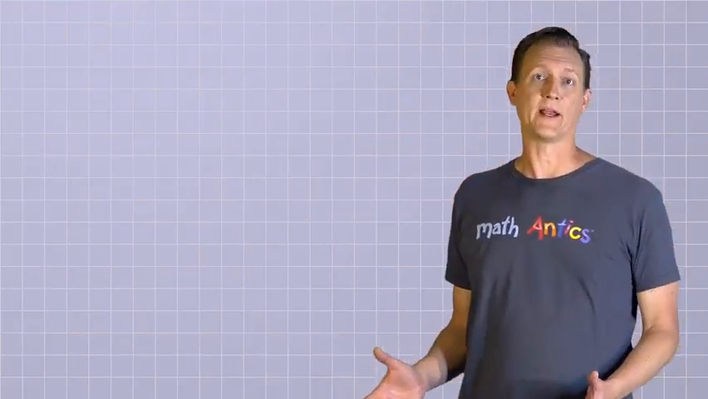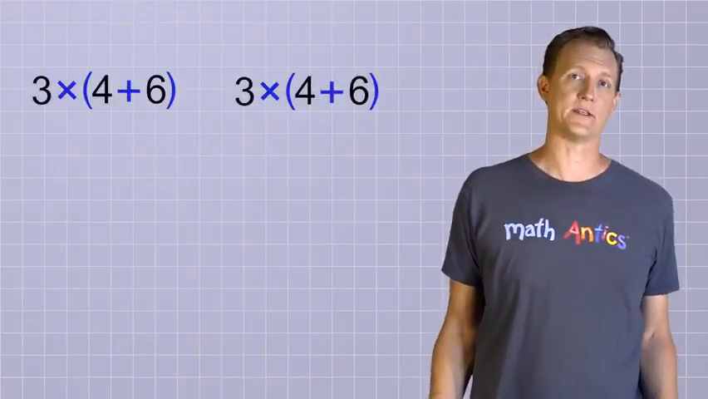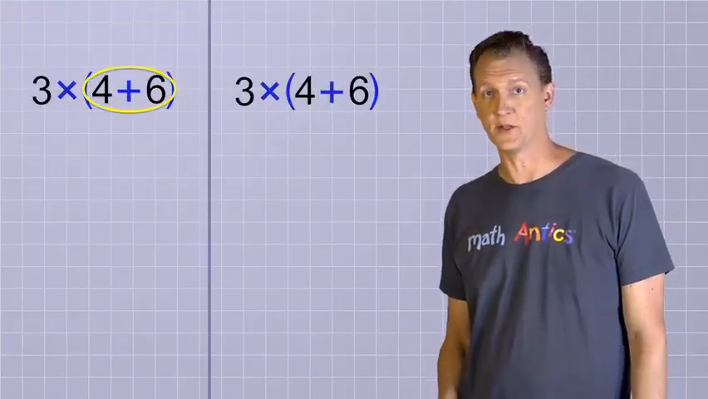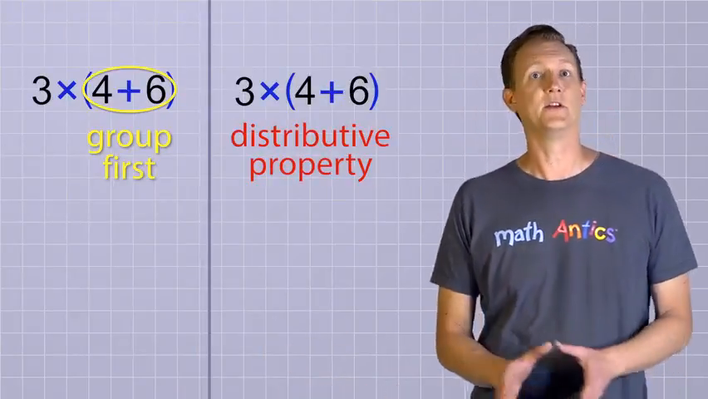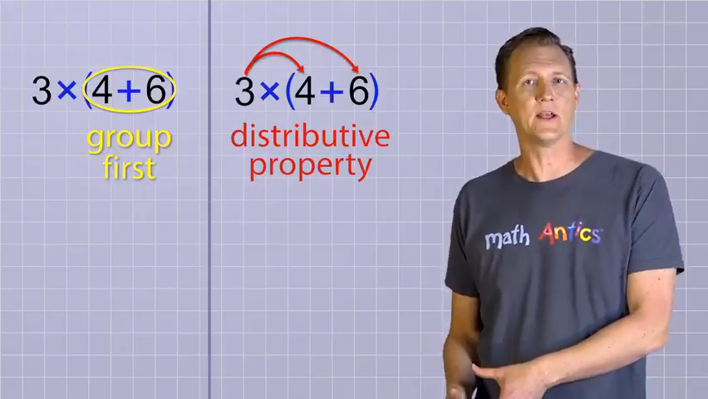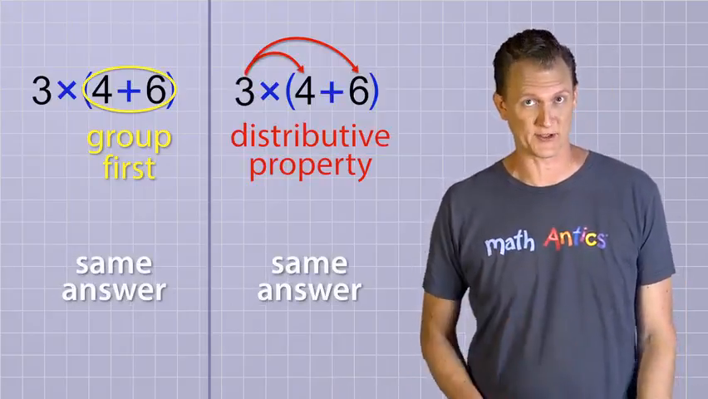And in that previous video, we saw how you can take a problem like 3 times the group 4 plus 6 and simplify it 2 different ways. You could either simplify what was in the group first, or you could use the distributive property to distribute a copy of the factor 3 to each member of the group. And no matter which way you go, you get the same answer.